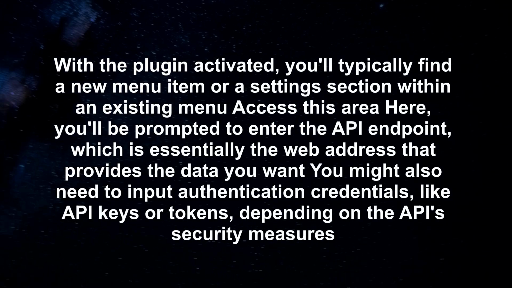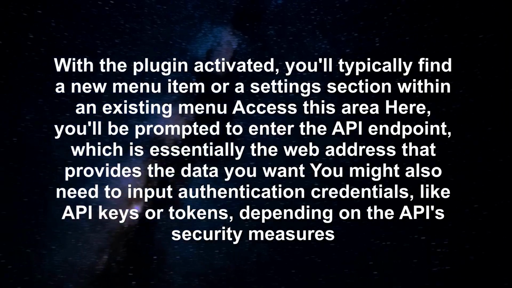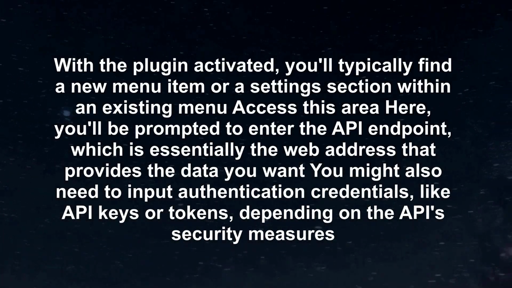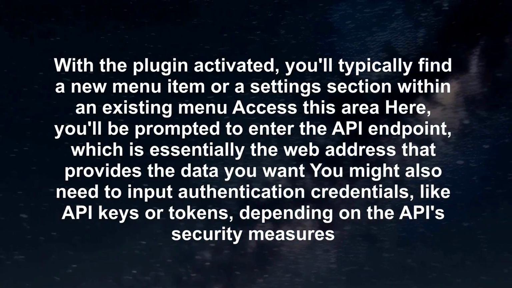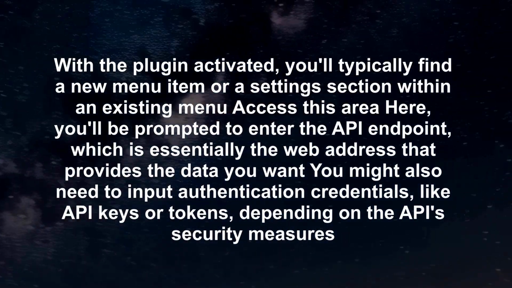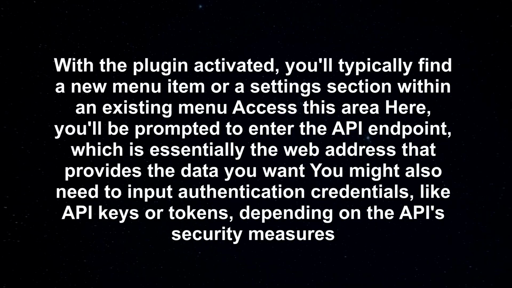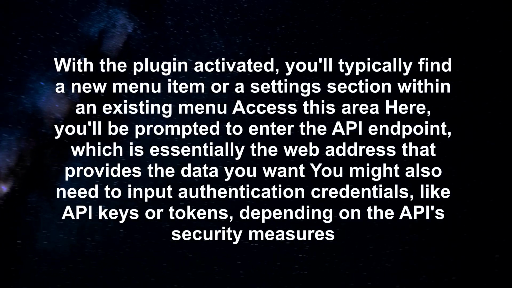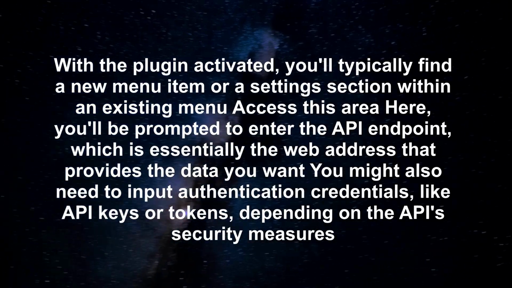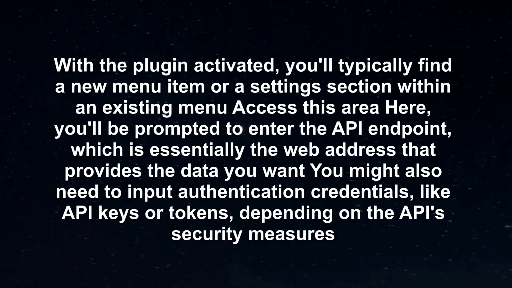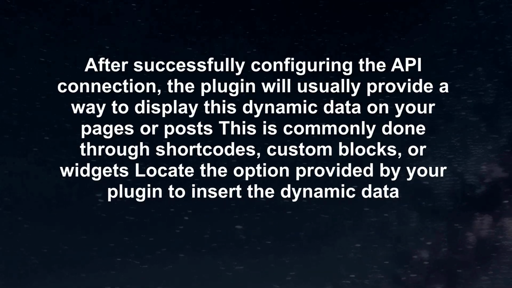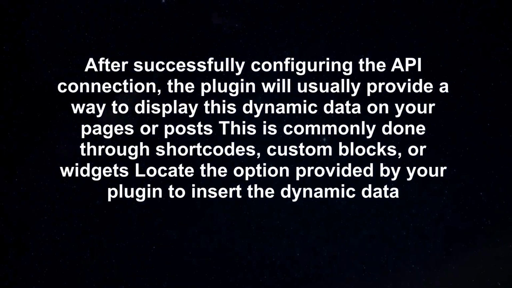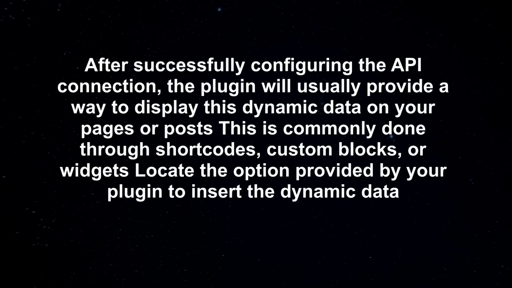With the plugin activated, you'll typically find a new menu item or a settings section within an existing menu. Access this area here. You'll be prompted to enter the API endpoint, which is essentially the web address that provides the data you want. You might also need to input authentication credentials, like API keys or tokens, depending on the API's security measures. After successfully configuring the API connection, the plugin will usually provide a way to display this dynamic data on your pages or posts.